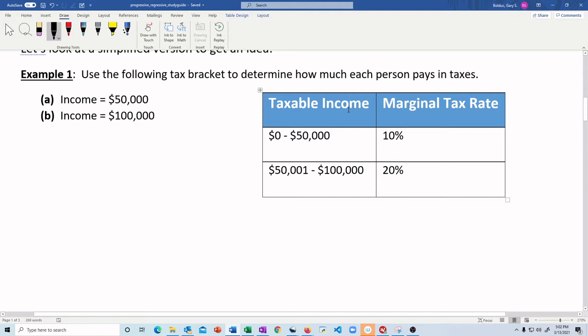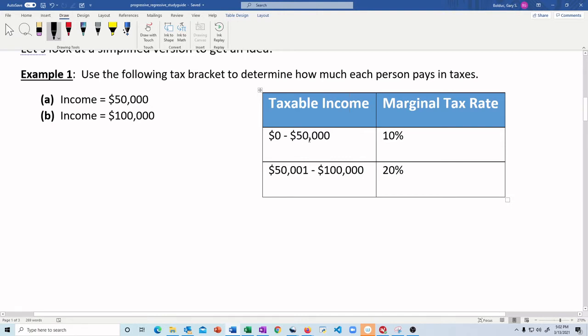So we see in this tax bracket here, there's just two parts to it. The first part is any money between $0 and $50,000 that you have in taxable income gets hit by 10%. The way this works is you have your income and you fill the brackets up. So if you don't fill this bracket up, that's okay. You just pay 10% on everything.